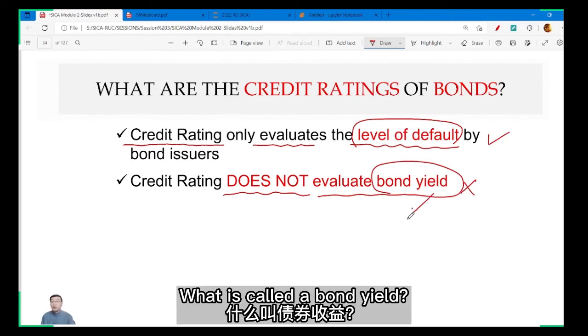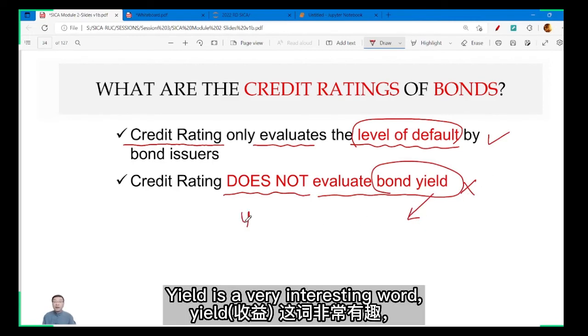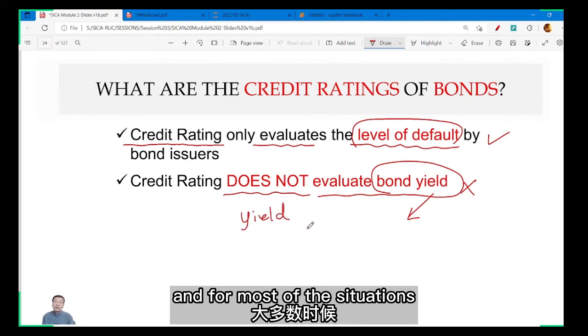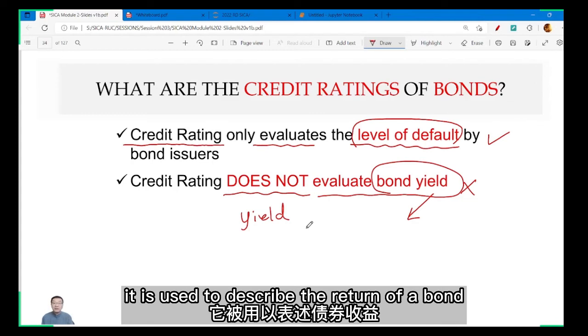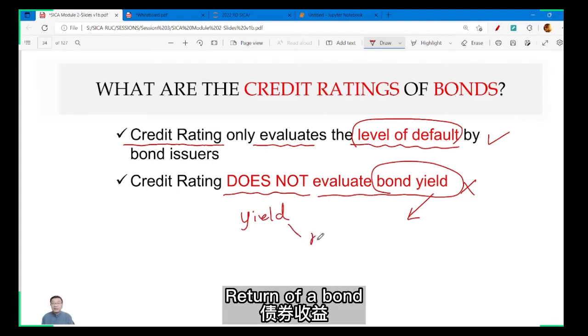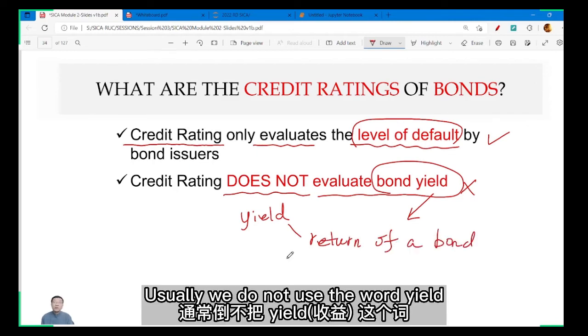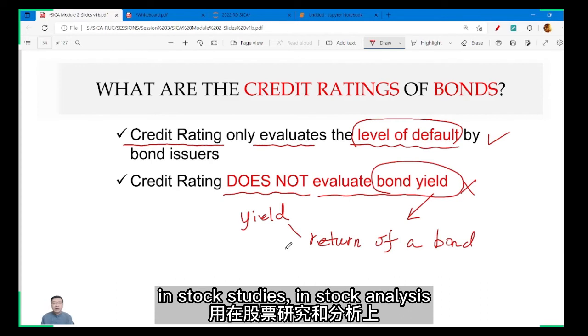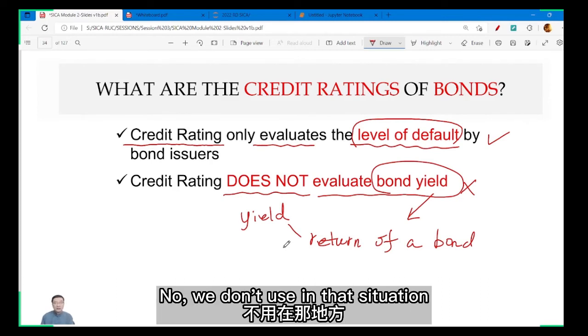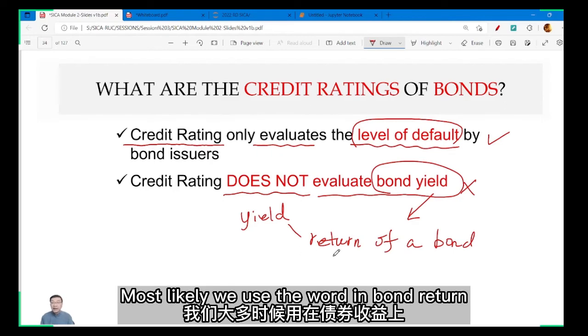So what is called a bond yield? Yield is a very interesting word, and for most situations, it is used to describe the return of a bond. Usually, we do not use the word yield in stock studies, in stock analysis. No, we don't use it in that situation. Most likely, we use the word for bond return.